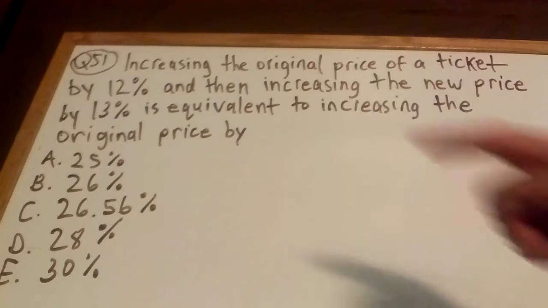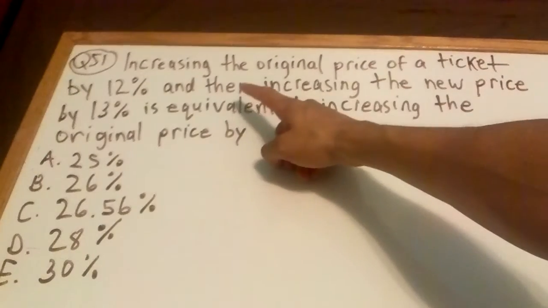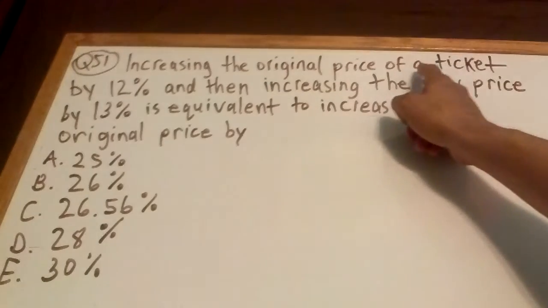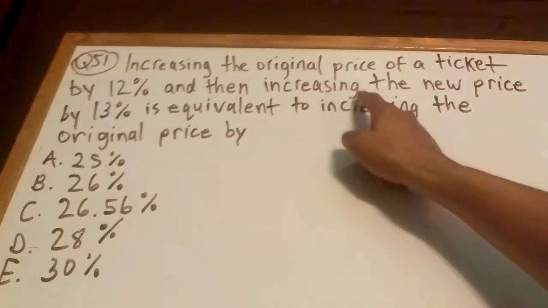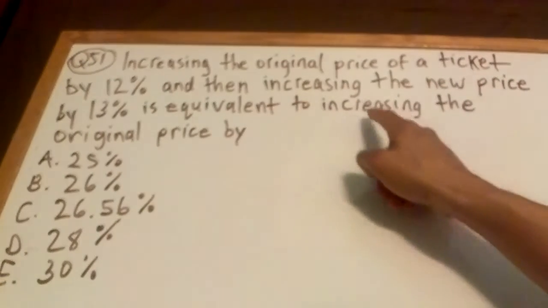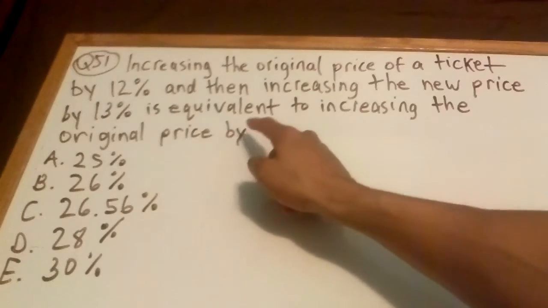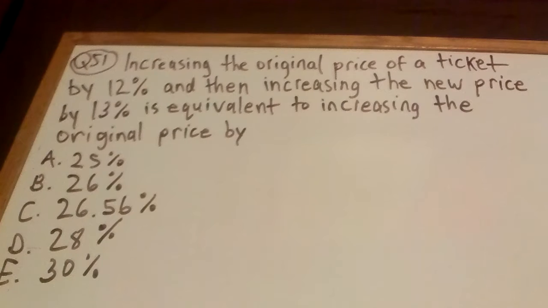Presumably, you've already found question 51. That's part of that group, right? It says, increasing the original price of a ticket by 12% and then increasing the new price by 13% is equivalent to increasing the original price by which of the following? Now, this is a tricky question, and I'll tell you why.